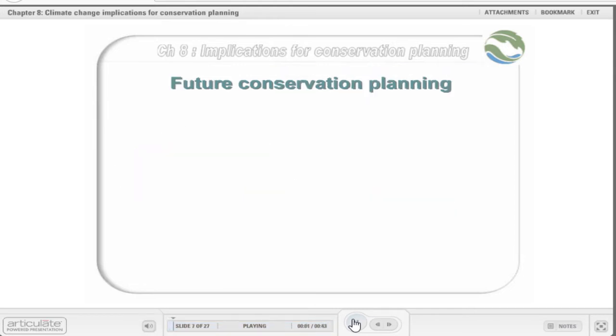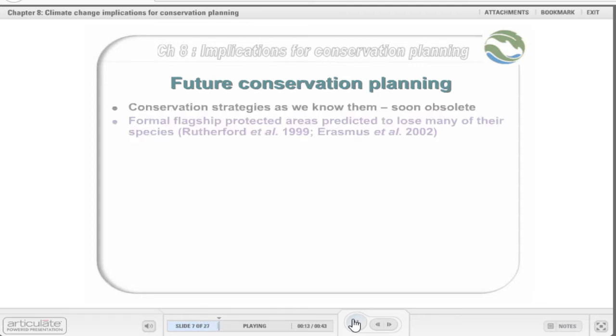Work on conservation planning now indicates that the conservation strategies we use today will soon be obsolete under conditions of climate change. Examples in support of this statement are the predictions of what will happen to flagship protected areas in South Africa, where many of the current endemic species are likely to be lost. For more details on this, have a look at the papers of Rutherford and Erasmus.